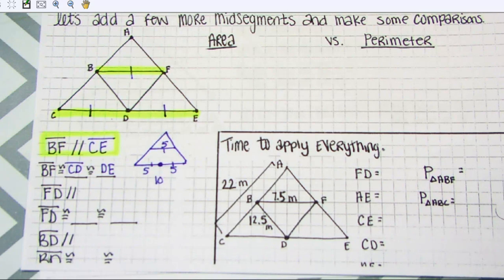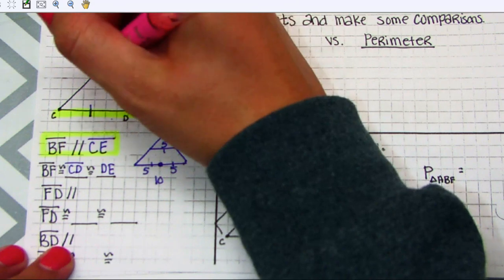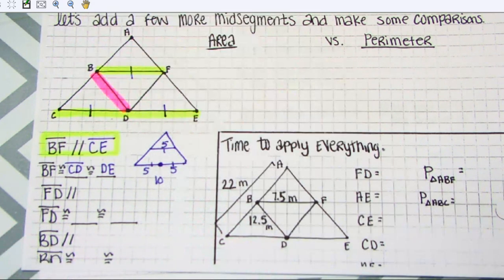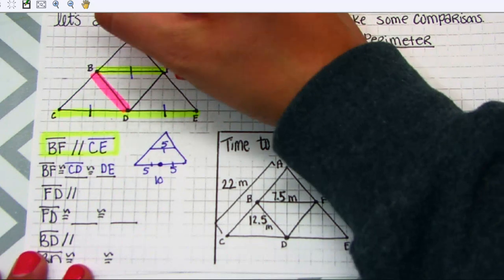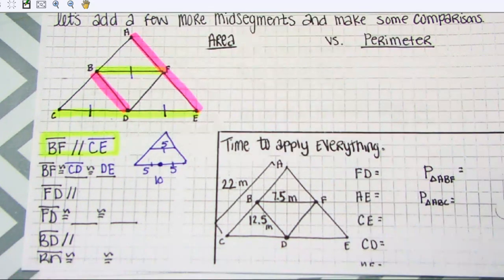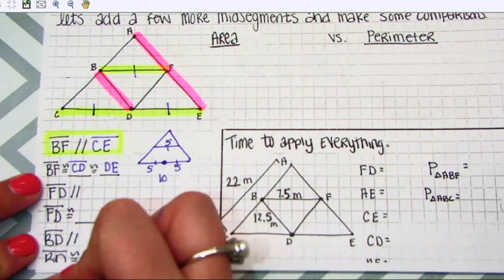Now, that same idea follows through depending on what mid-segment you're looking at. So if we look at segment BD, that's another mid-segment. What side is BD parallel to? AE. Or EA, you can write either one. And I realize I skipped FD, so we're just going to hop down to the bottom and put AE right here.